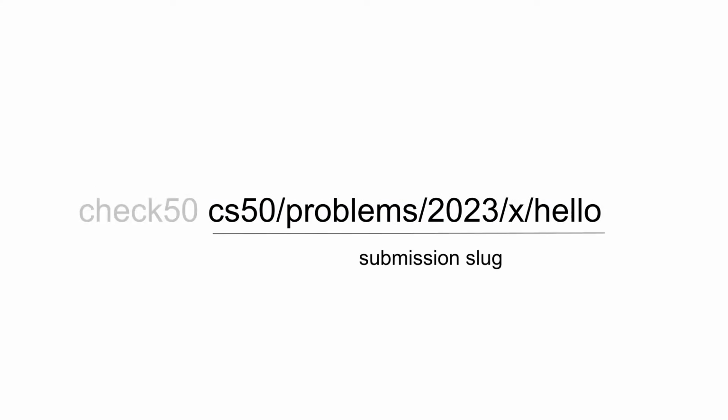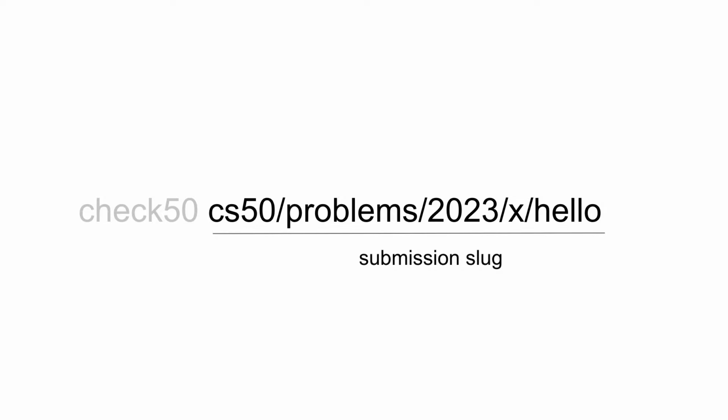It always begins with check50, and then there's a thing called submission slug. We call it a slug. You can think of it as a unique identifier to a particular problem set. So for example, this slug represents the hello problem set for the 2023 CS50x course.